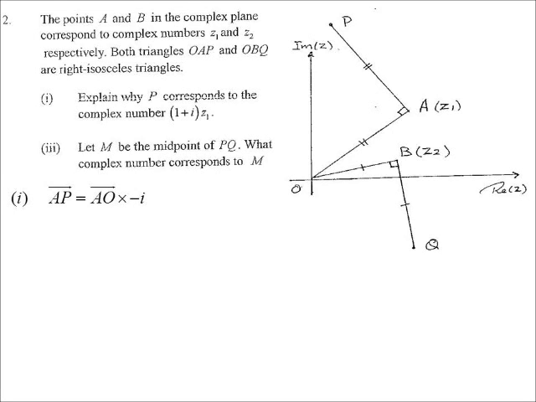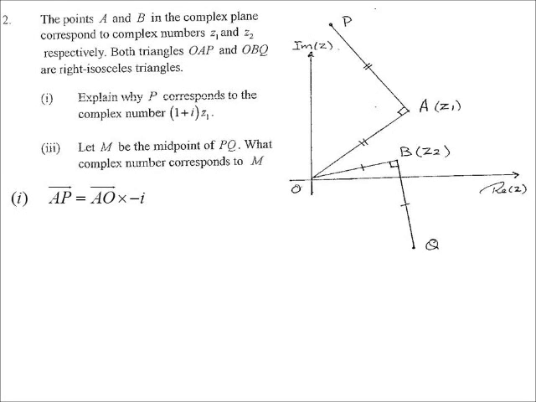I could have done it by saying I've got PA, and that times i gives me OA. I could have done it that way as well. But I suppose because they're asking to find P, I made AP the subject. It's the only reason I did it that way.